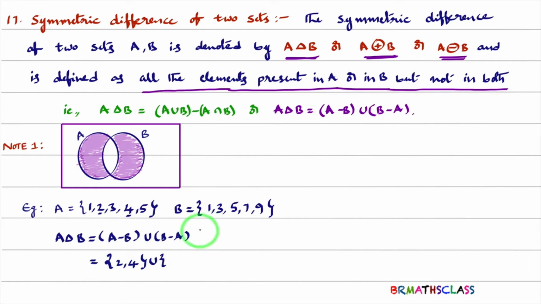What about B minus A? All the elements present in B but not in A. You see here, 7 is present in B but not in A. 9 is present in B but not in A. So here you will get 7, 9. So when you take their union, what will you get? You will get 2, 4, 7, 9.